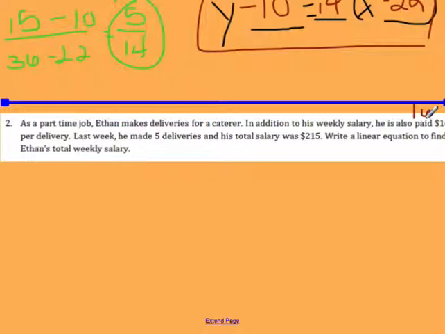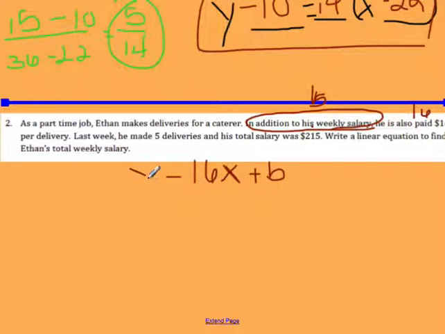So what we don't know is Ethan's weekly salary. So I'm going to call that B. Okay, we don't know his weekly salary. I do know for every X errand that he runs, he makes $16. Okay, so that's in addition to his weekly salary. And between all of that, that's going to be his total salary, Y.